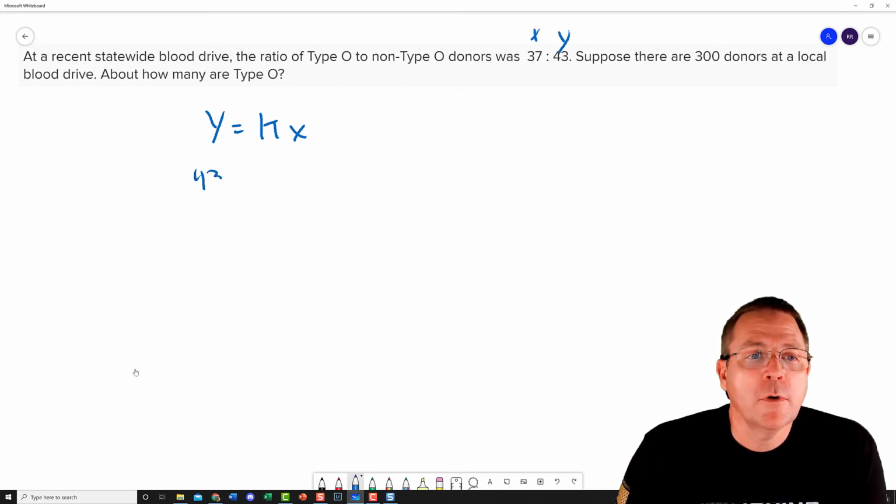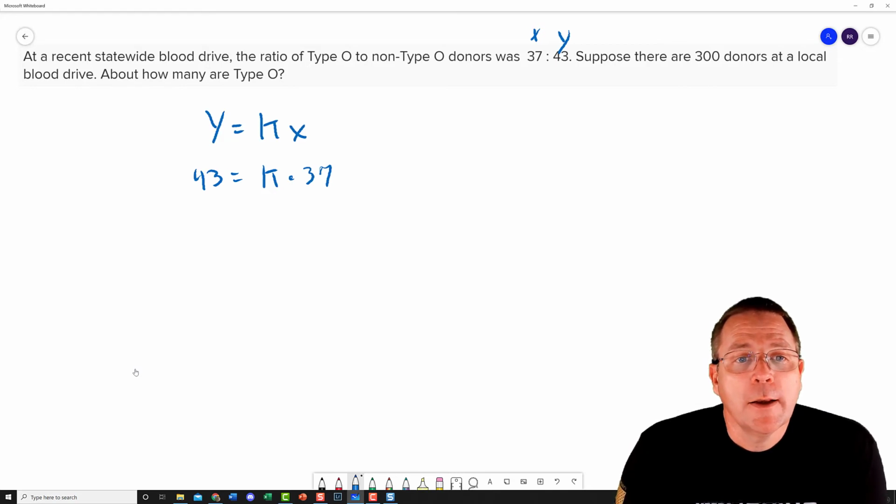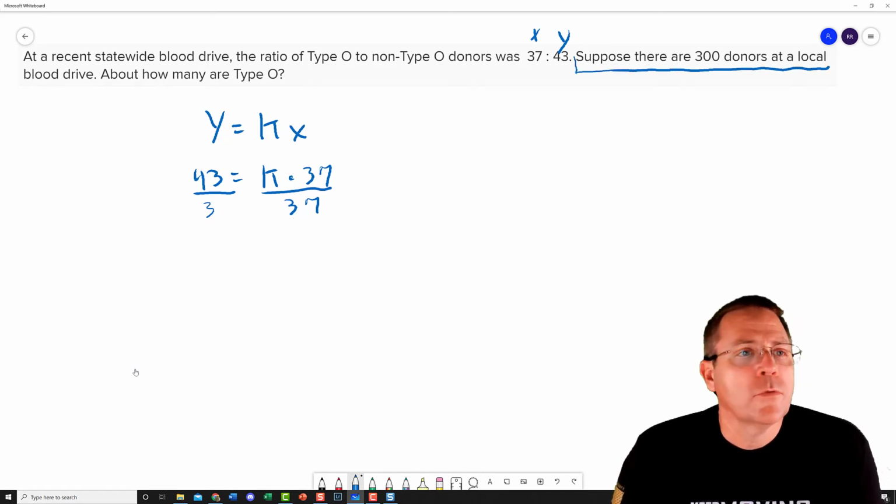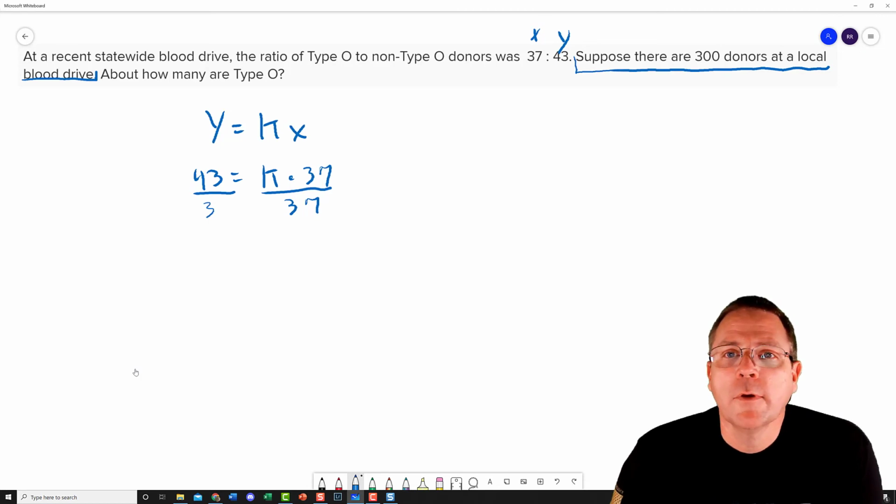So my y is 43, which is equal to k times my x term, 37. I'm going to isolate my variable by dividing both sides. Hold on. No. Stop and read the question again. It says, suppose there are 300 donors at the blood drive. This is comparing type O to non-type O donors.